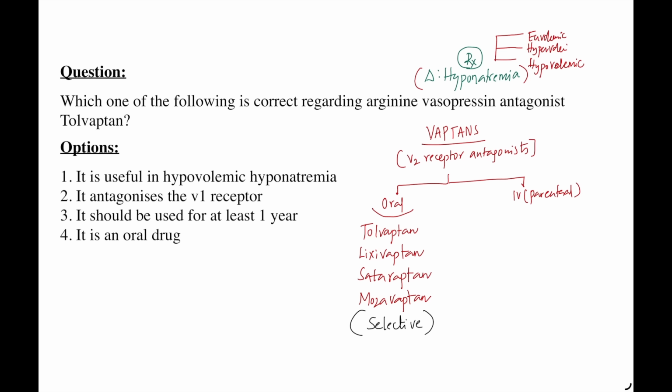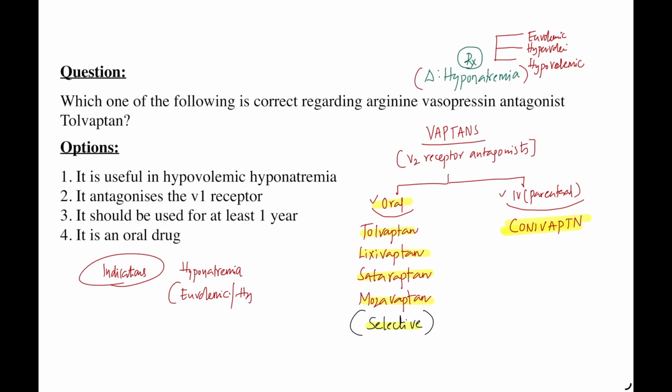When we talk about vaptans, we have oral vaptans and parenteral vaptans. Let me also list the parenteral vaptan, because in future they might ask about it: conivaptan. Conivaptan is a parenteral vaptan given IV, whereas all other vaptans like tolvaptan, lixivaptan, satavaptan and mozavaptan are selective V2 receptor antagonists. They mainly act on the kidney, are mainly used for treatment of hyponatremia, and are oral agents. These drugs are used for management of hyponatremia, mainly euvolemic or hypervolemic.